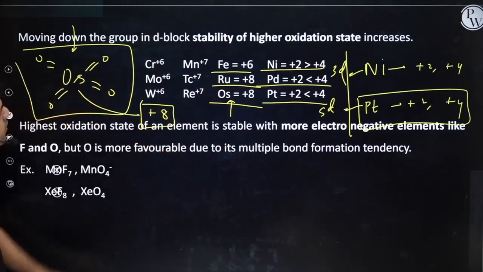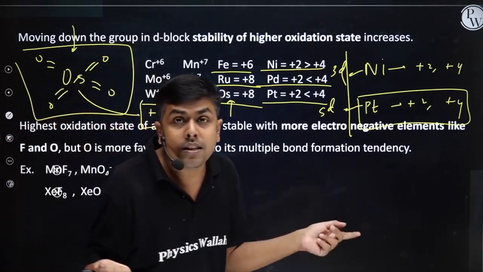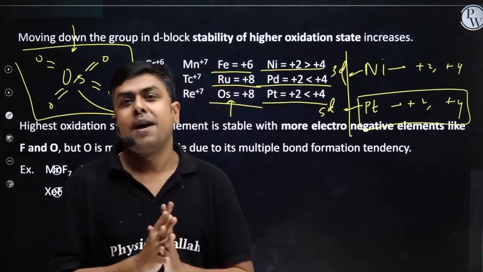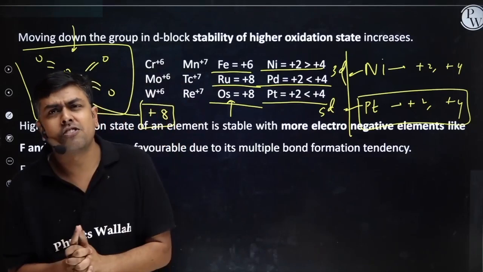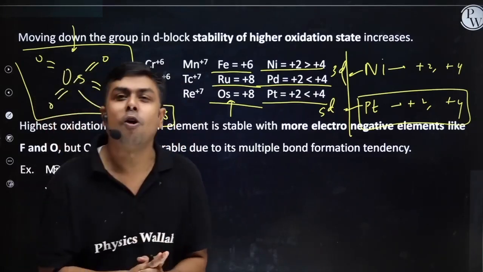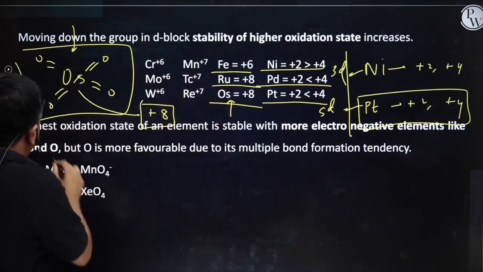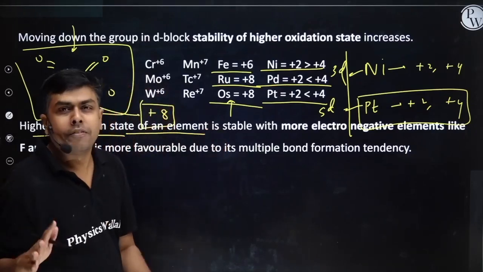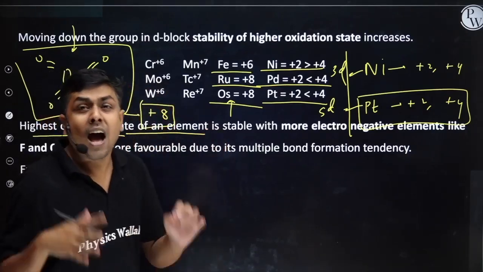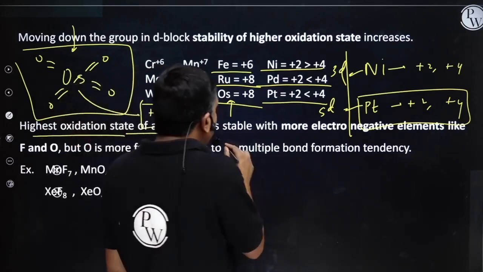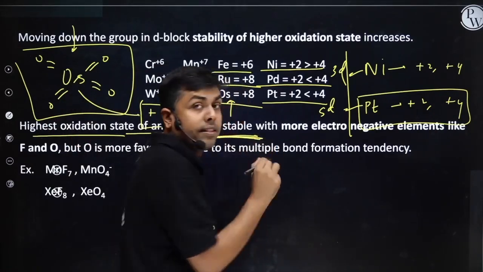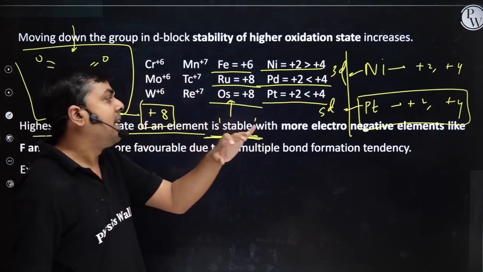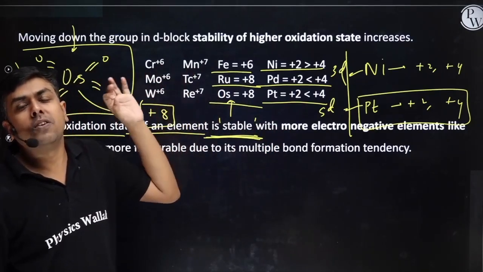Similarly, if I talk about the stability of chromium and tungsten in plus 6, tungsten in plus 6 is a more stable configuration as compared to chromium in plus 6. Am I clear, students? One more interesting point related to this oxidation state. The highest oxidation state of a d block element, let's say higher oxidation state of d block element, is stable, keyword stable, with highly electronegative elements like oxygen and fluorine.